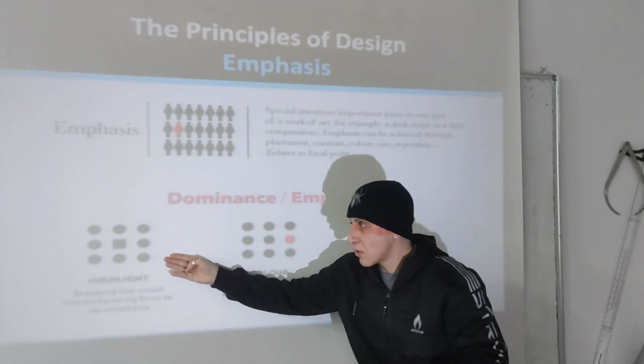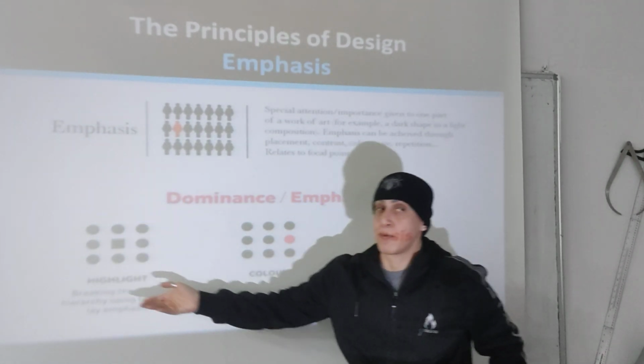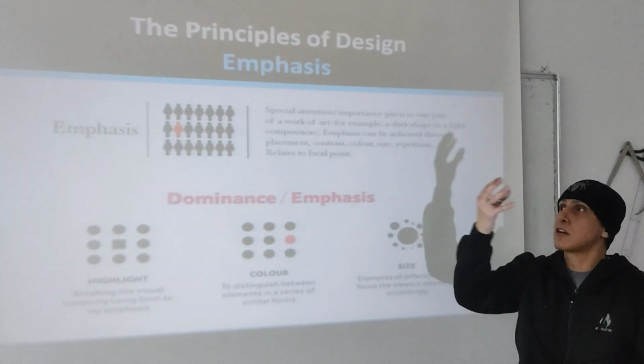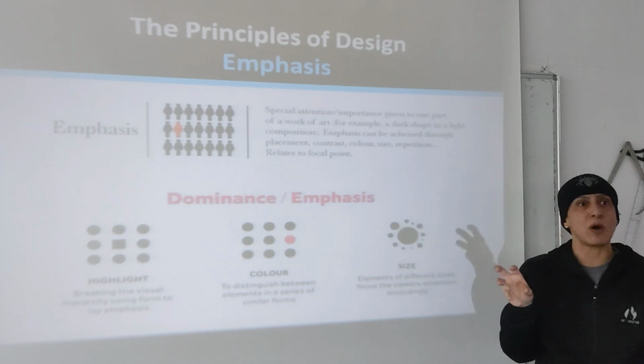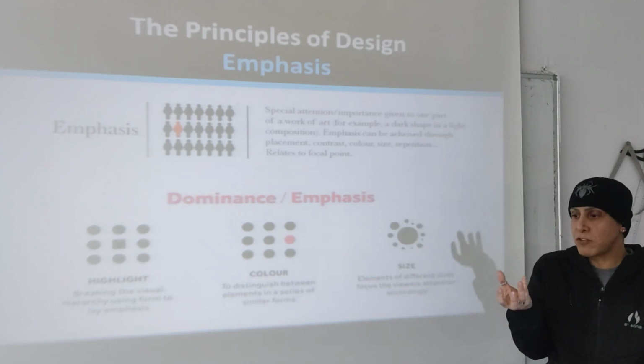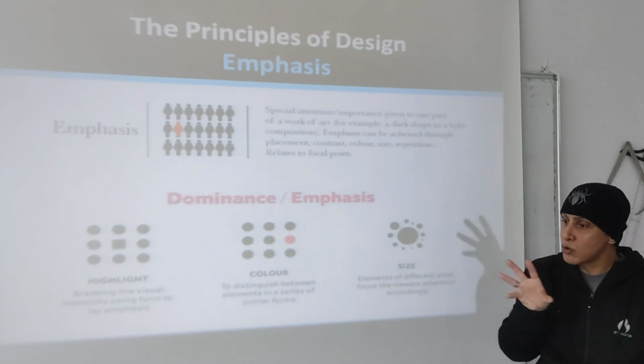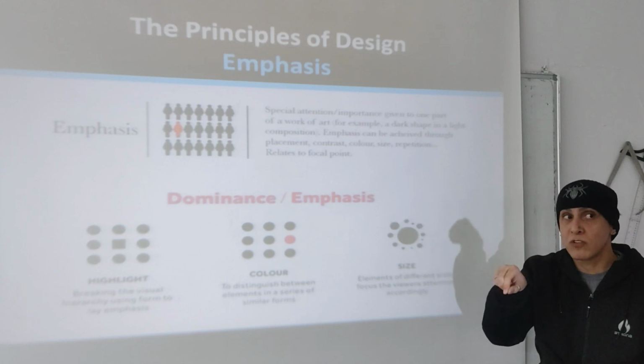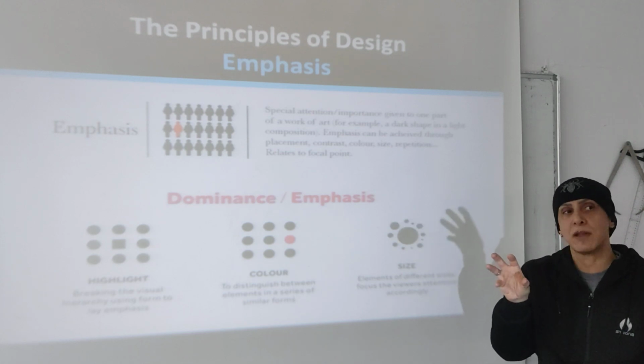The same here. We can do it with shape. So for example, we have circle, circle, circle, circle, and then we have one square. So this is different. So it will draw our attention to the different element.